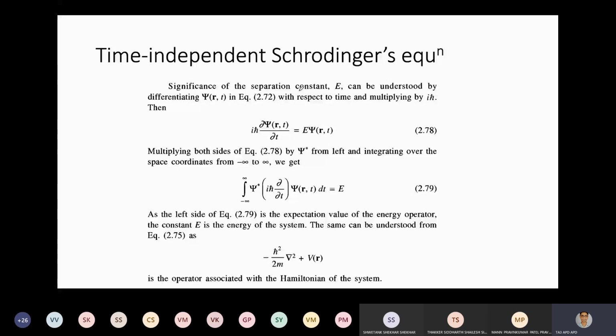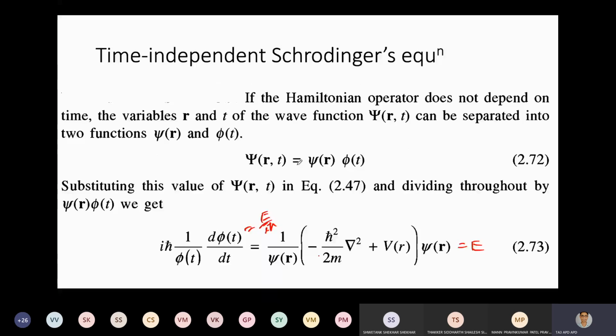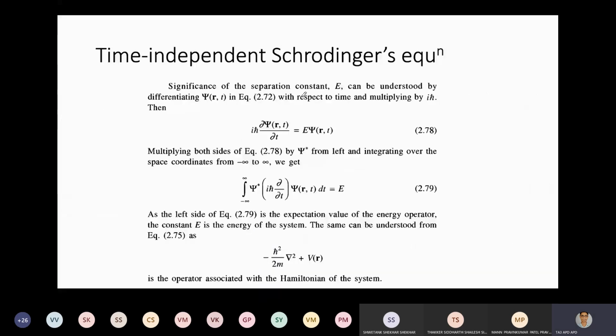So this equation of ours, and just take up this function psi(r,t), and if you differentiate with respect to time and you multiply it by iħ, then what will happen? iħ ∂psi(r,t)/∂t. Because we know that E corresponds to the parameter iħ ∂/∂t, this whole expression is going to be equal to E times psi.